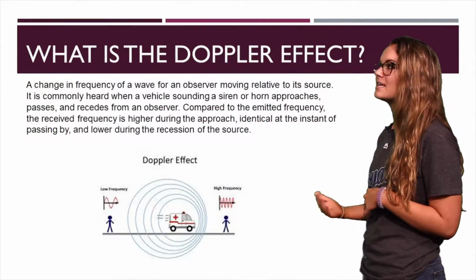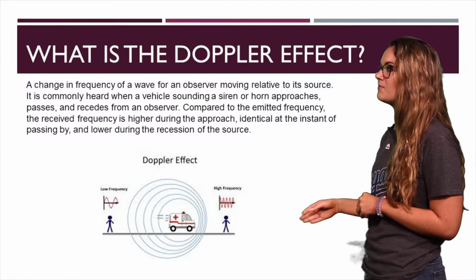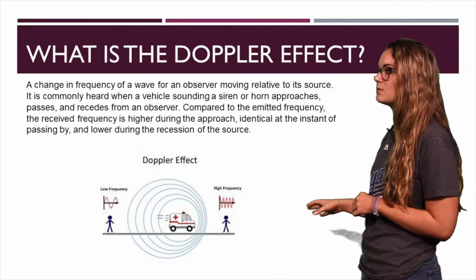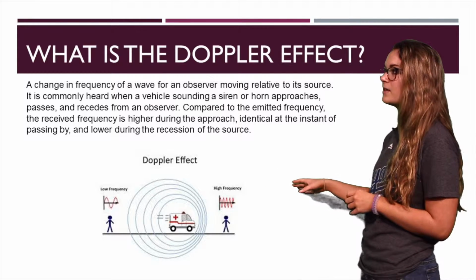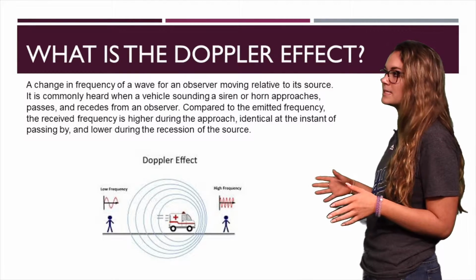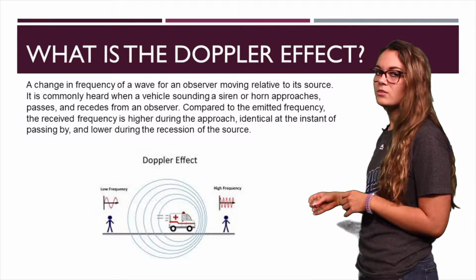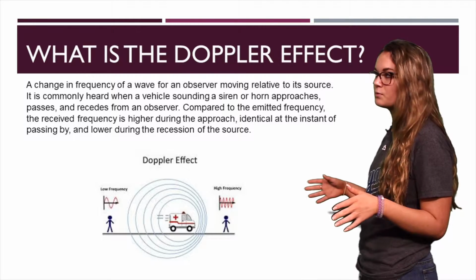What is the Doppler effect? The Doppler effect is a change in frequency of a wave for an observer moving relative to its source. For example, when an emergency vehicle is moving towards an observer, the wavelengths are closer together, causing a higher frequency, whereas moving away from an observer, the wavelengths are further apart, causing a lower frequency.